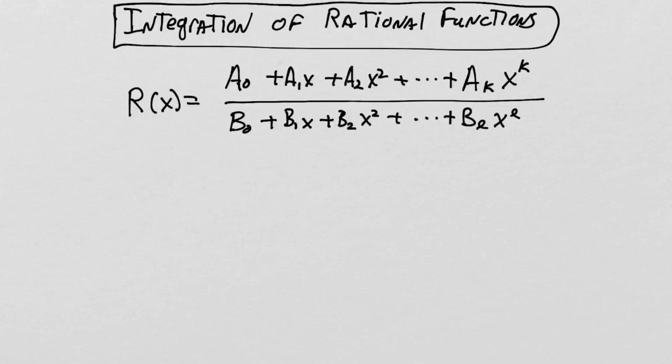So let's begin with the idea of what is a rational function. A rational function is a ratio of two polynomials. In this case, our dependent variable will be x, and the numerator is a polynomial of kth degree in x, and the denominator is a different polynomial of the nth degree in x. And that ratio is what we call a rational function.